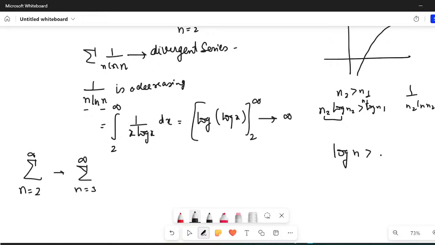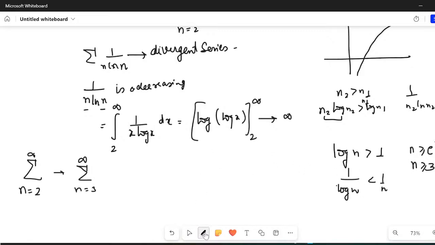So log n is always greater than 1 for all n greater than or equal to e. Instead of e, I'm going to write n greater than or equal to 3, because e is around 2.7183 and the next natural number is 3. So for all n greater than or equal to 3, log n would be greater than 1. And if I write this way, I think this is not making sense. Okay, I thought I would be able to somehow do it, but it's not making sense.